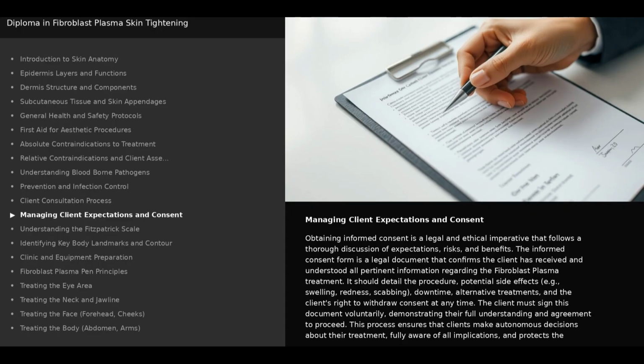The informed consent form is a legal document that confirms the client has received and understood all pertinent information regarding the fibroblast plasma treatment. It should detail the procedure, potential side effects, e.g. swelling, redness, scabbing, downtime, alternative treatments, and the client's right to withdraw consent at any time. The client must sign this document voluntarily, demonstrating their full understanding and agreement to proceed.